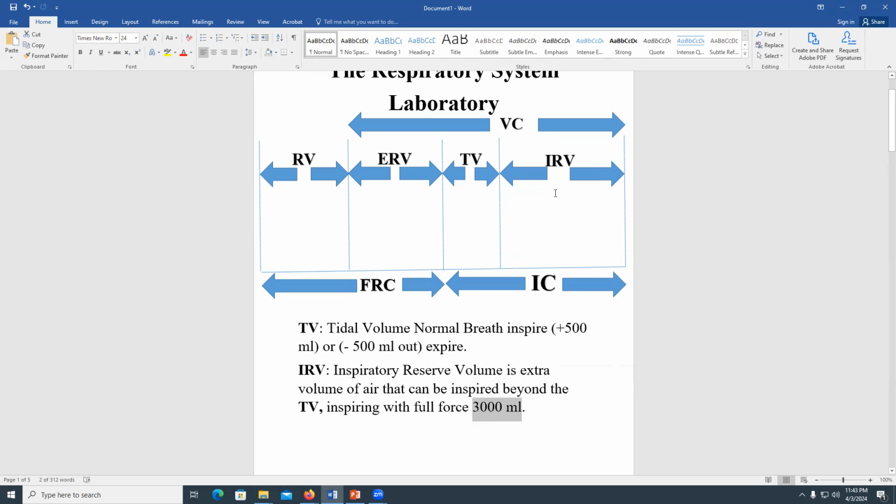And when I add the volumes, the 500 milliliters that I brought in as my tidal volume and the inspiratory reserve volume of 3,000, that's 3,500. That would be my IC, my inspiratory capacity, which is the sum of my tidal volume and my inspiratory reserve volume. That is very important. So now we have identified our tidal volume. We have identified our inspiratory reserve volume, and we have now also identified that the sum of my tidal volume and my inspiratory reserve volume will give me my inspiratory capacity.